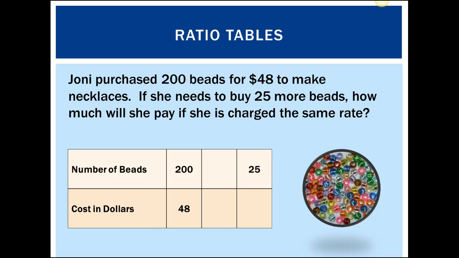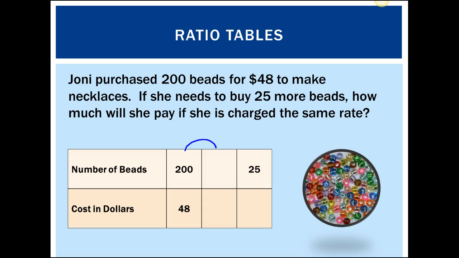Joni purchased 200 beads for $48 to make necklaces. If she needs to buy 25 more beads, how much will she pay if she is charged the same rate? When you're given a ratio table, sometimes there will be squares in it that you don't need to use. One way we could approach solving this problem is to simplify the fractions.